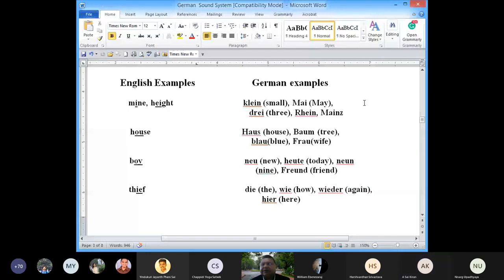Okay. All right. Good. Danke. So you have pronounced these diphthongs, that is combinations of vowels. Sir, friend will be pronounced as Freund. Exactly. Whenever D is coming at the end, it should be T. So Freund, Freund.